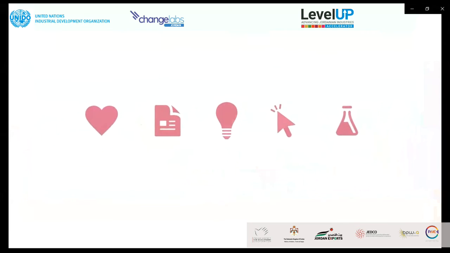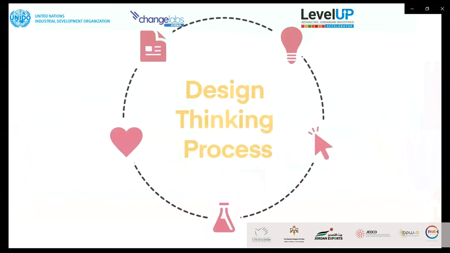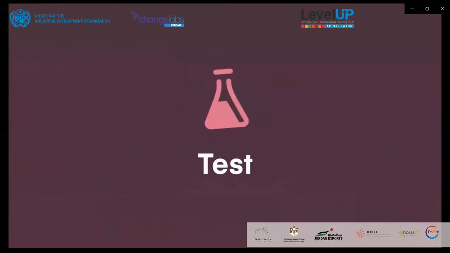But if we zoom in a little bit, these phases can be broken down into 5 actionable stages that make up the entire design thinking process: empathize, define, ideate, prototype, and test.